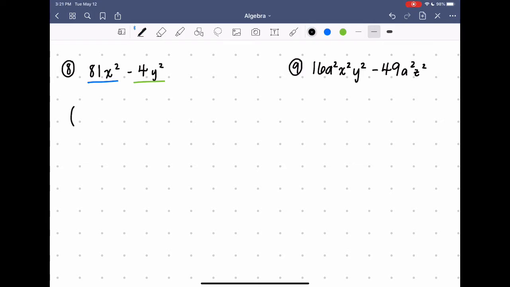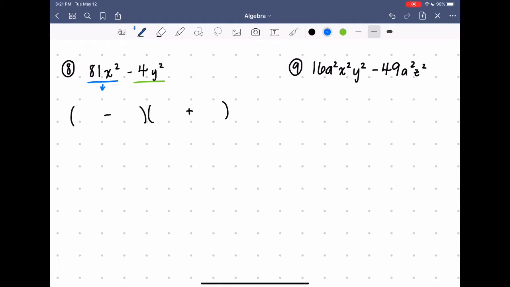I will have 2 different sets of parentheses. One of them will be negative and one will be positive, but they will have the same terms on the left and the right. And it'll always follow the same pattern. If you have 2 terms that are something squared with a negative in between, it'll always look like this after it's been factored.